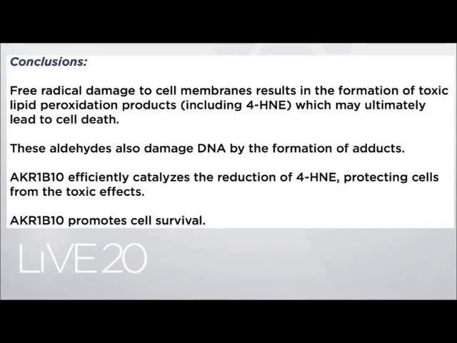The conclusion of these two papers is that this gene responds to free radical damage, which results in formation of toxic lipid peroxidation products. So that broadly is T-bars. More specifically, it's talking about one of those products, 4-hydroxynonenal, 4-HNE, which may ultimately lead to cell death. These aldehydes damage the DNA. They can cause mutations. And this gene product efficiently catalyzes the reduction of 4-HNE, protecting cells from toxic effects. What does Protandim do to this gene?